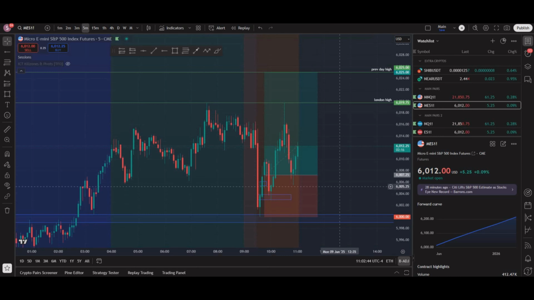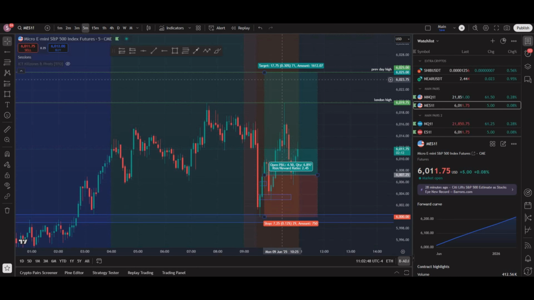I moved my stop loss to break even, and I was like, okay, I'm going to let the rest of this run to the previous day high, and then price came down and ended up taking us out at break even, but we ended up getting out of the trade 80%. So I only had a 20% runner.